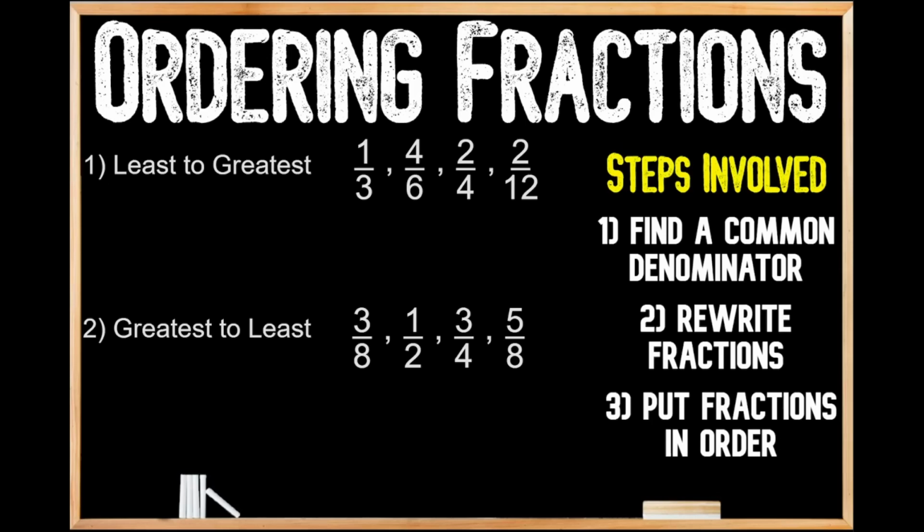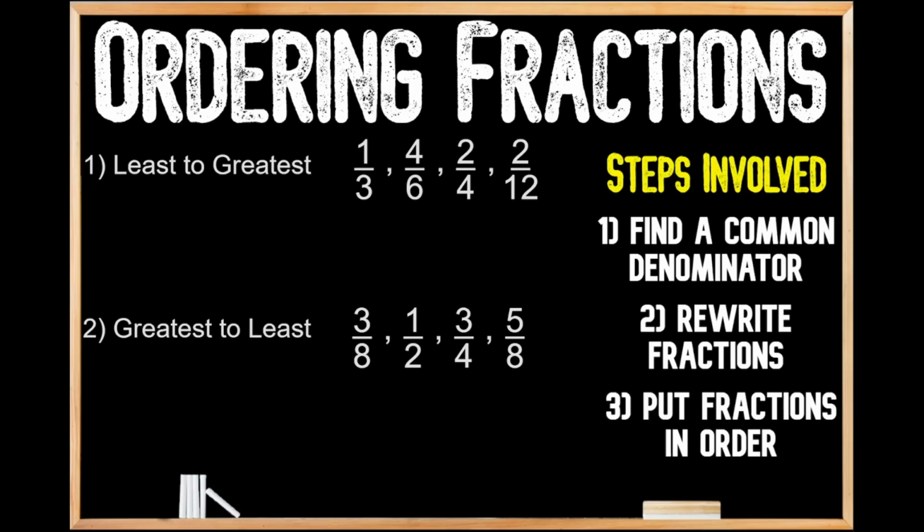As we can see here on the right-hand side under our steps involved, the first step is to find a common denominator. If you're unsure of how to find a common denominator, then I encourage you to pause this video and take a look at some of the video links in the description below, where we go over this topic in a lot more detail. Coming back to our first step, we have the denominators 3, 6, 4, and 12. And we know that a common multiple of 3, 6, and 4 is 12. So we're going to use the common denominator of 12 for step number 2.